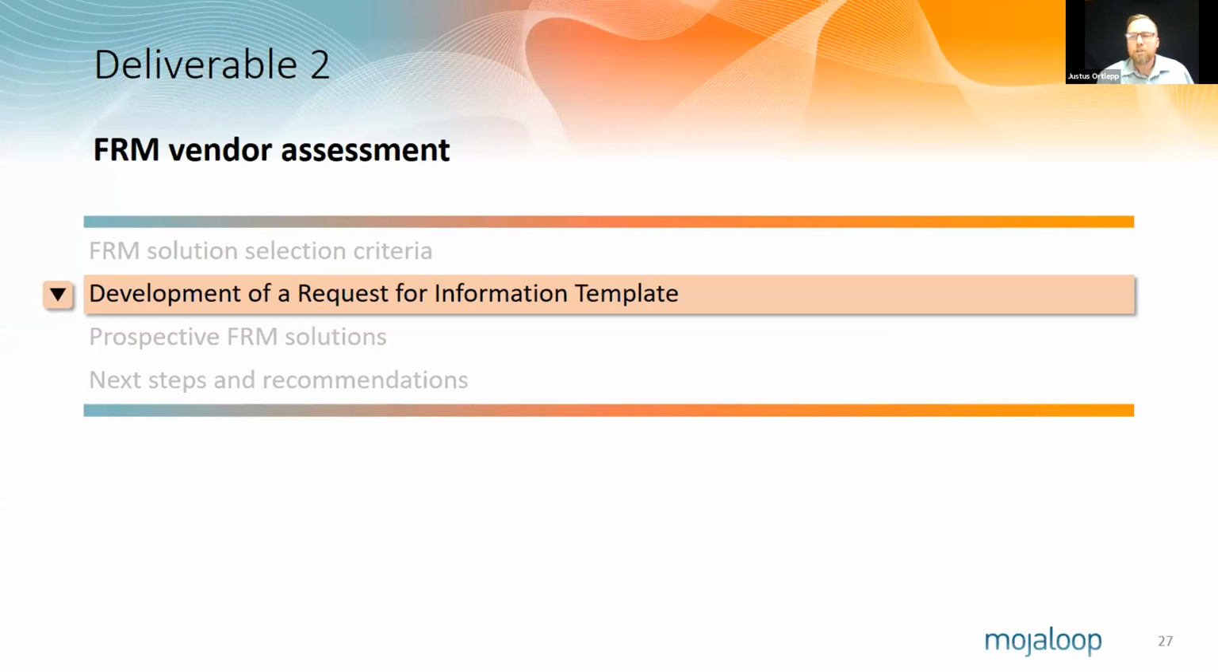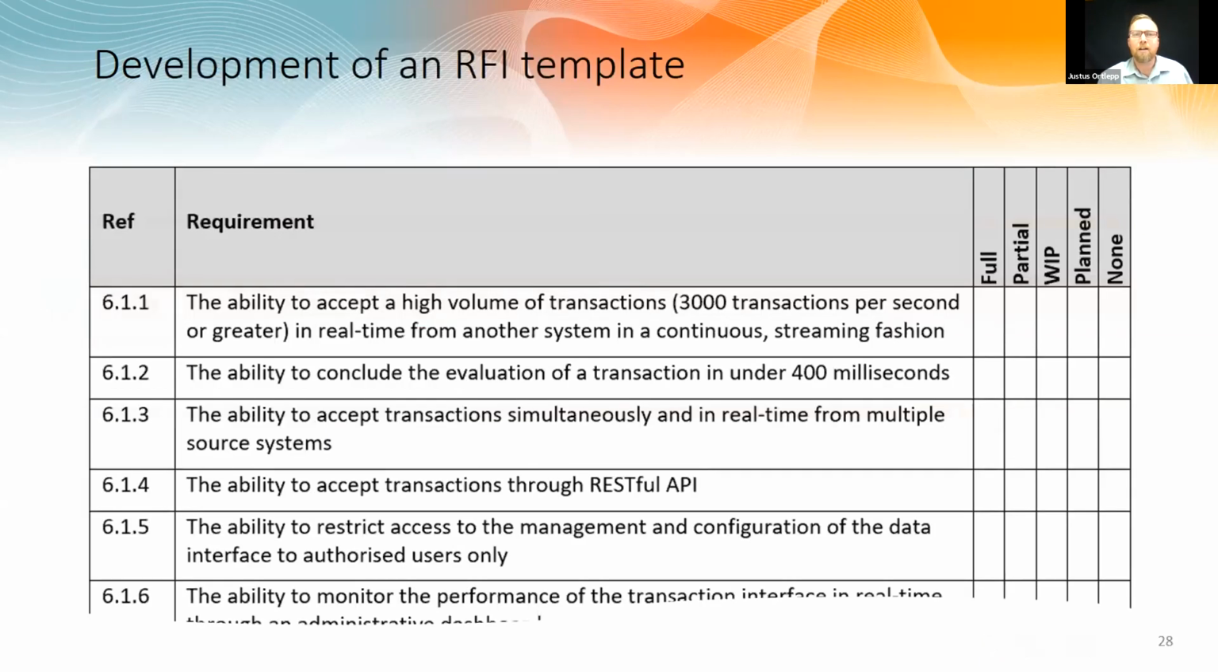In addition to the high-level requirements, we also compiled an RFI template that could be used by a Mojaloop operator or perhaps even a DFSP to look at a more detailed view of the features and capabilities of a particular vendor and the solution that they provide. For example, we had taken all of the requirements from the business requirement document and broken them into discrete requirement statements, and compiled this into an RFI template that the community can then use.